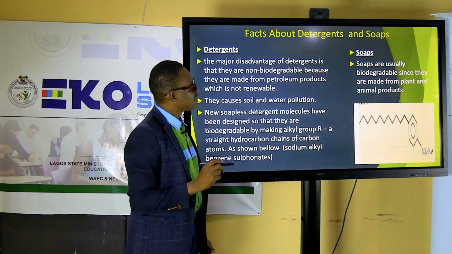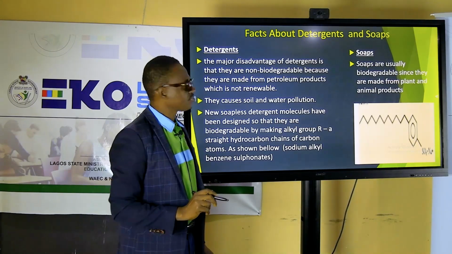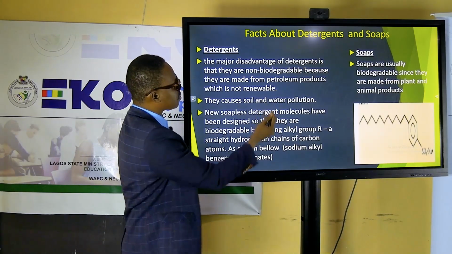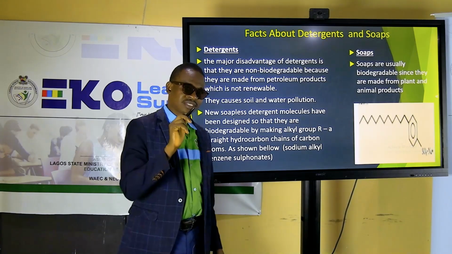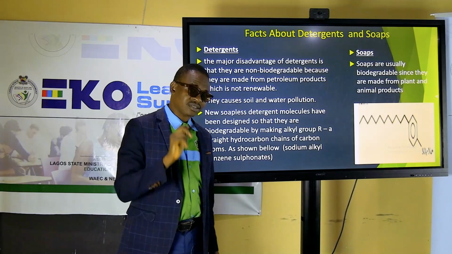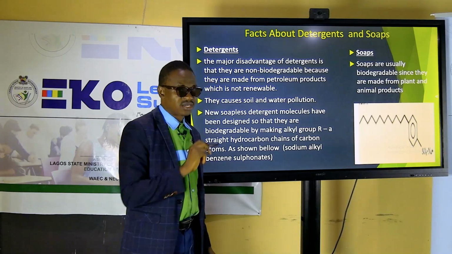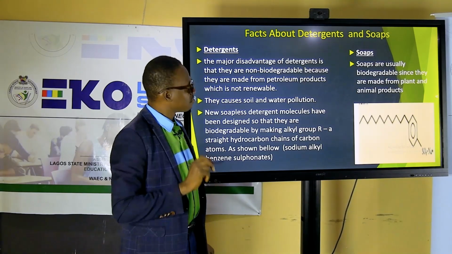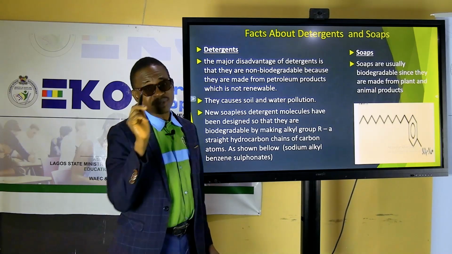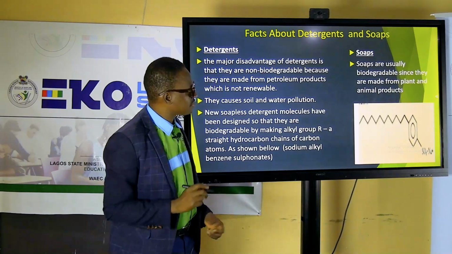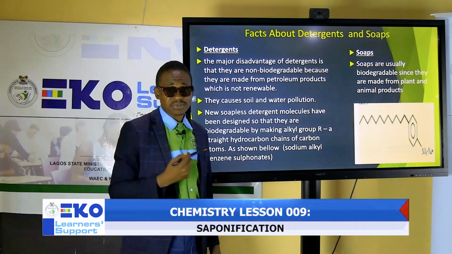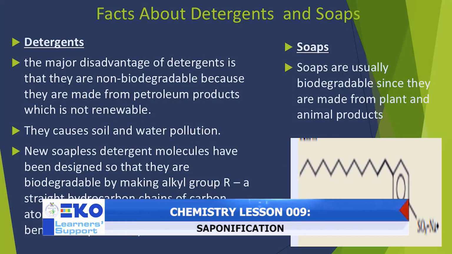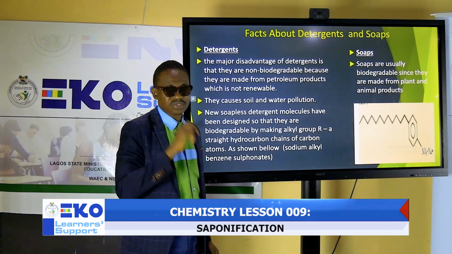Yes, facts about detergent and soap. The first one is, soap is made from alkaline, I hope you still remember sodium hydroxide, and oil or fats. So they are biodegradable. So what's the meaning of biodegradable? Very simple. They can easily be broken down by microorganisms or bacteria. So the environment will be safe from using soap.